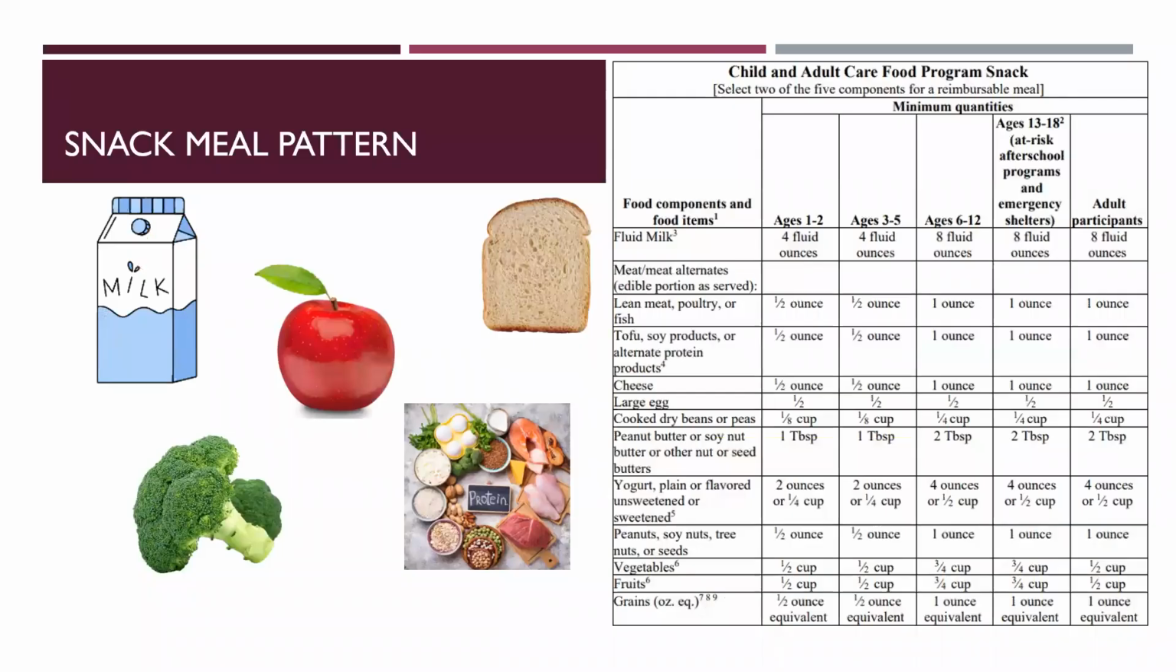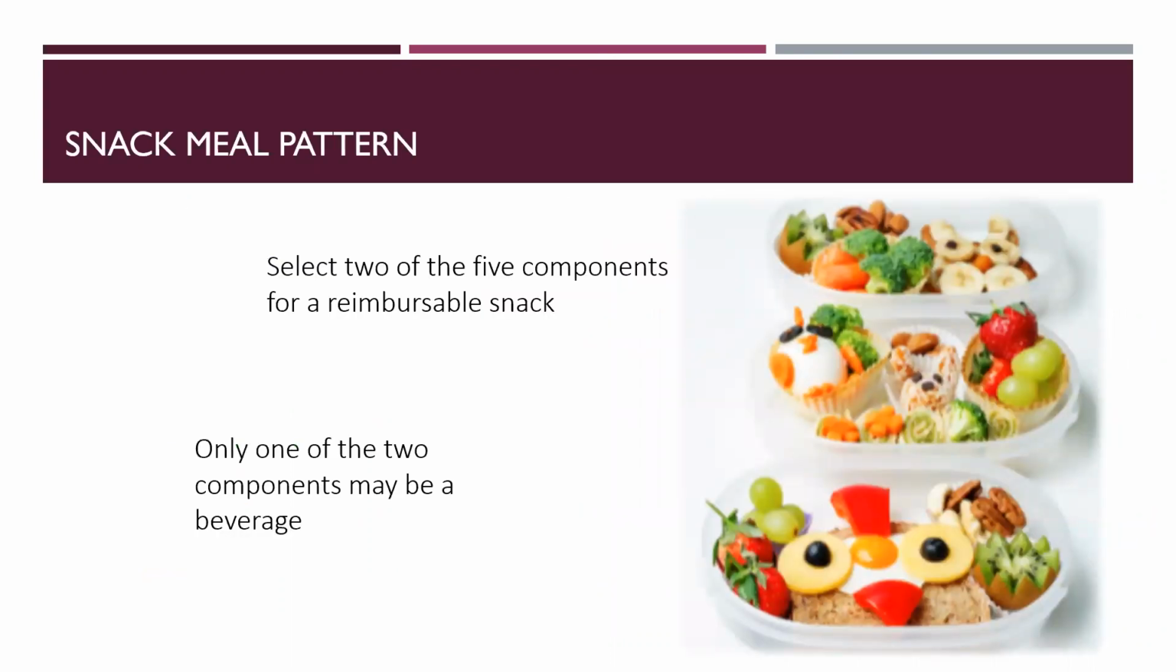And last but not least, the snack meal pattern. You'll notice again the format is the same as breakfast, lunch, and the supper meal patterns. When planning or serving the snack meal, you only have to select 2 of the 5 components for a reimbursable meal. Only one of the 2 components may be a beverage. Best practice would be to offer water when there isn't another beverage offered.